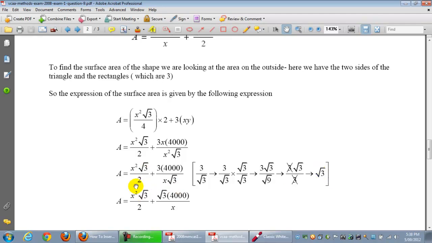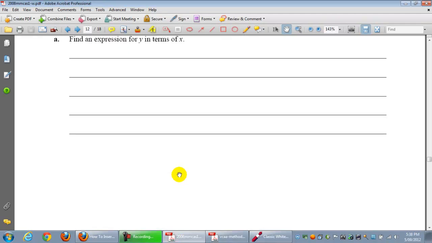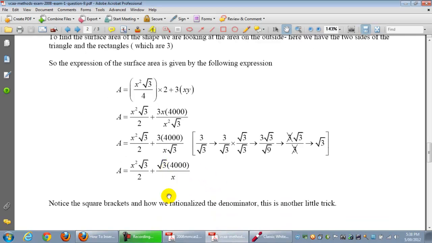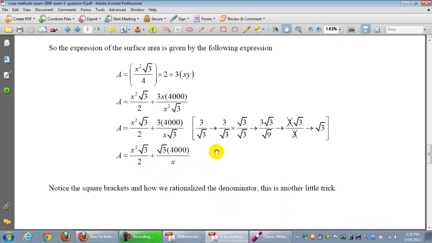So there's the expression x squared root 3 over 2, plus root 3, 4000. That's not the way you write it. You write it as 4000 root 3 over x, and that's exactly what they wanted you to find. There it is, 4000 root 3 over x plus 3x squared. Alright, so we've done that. And you would have had to know that, because if you could not go from here to here, you wouldn't be able to get the full marks.